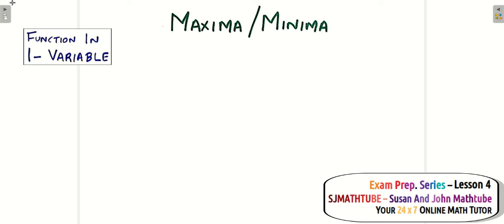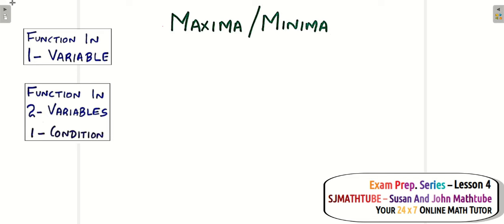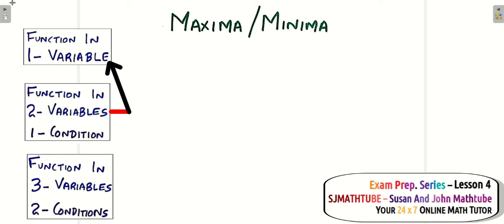So we have a function in one variable, and then a function in two variables along with a condition. That means a function will be given in two variables and a condition will also be given. But don't worry, it can be transformed into a function in one variable. That means with your class 11 or 12 knowledge, you will be able to solve such problems. Another very important one is a function in three variables, but two conditions will be given. Again, the good news is all you need is your class 11 and 12 knowledge to solve such problems.